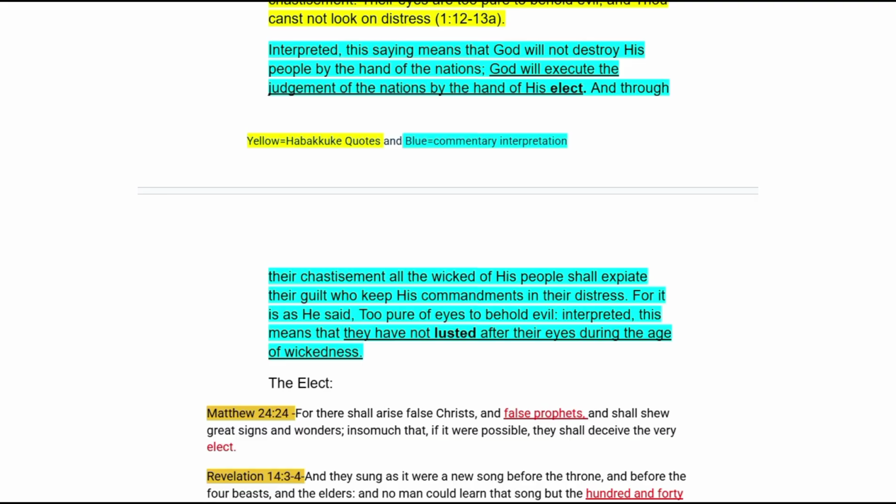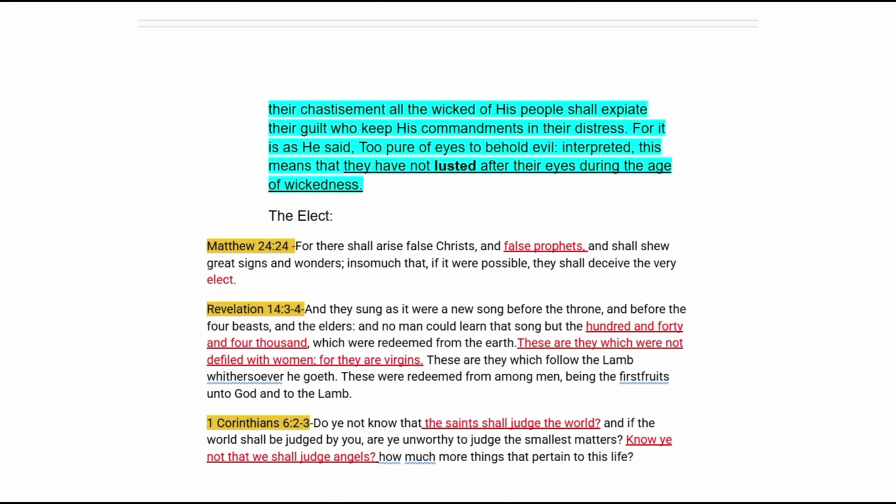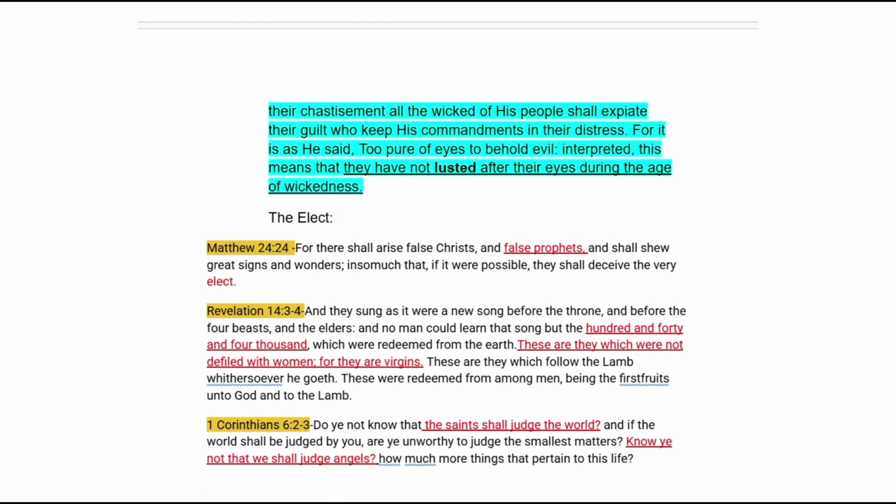Nowhere in the Bible does it say that God's elect will judge the world, or does it? Or is it not something new? Is this just something that was going to be repeated a little later? 1 Corinthians 6:2-3 says, "Do ye not know that the saints shall judge the world?" What? That's incredible, isn't it?